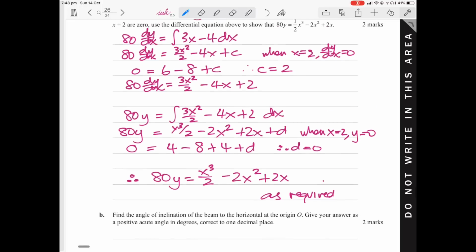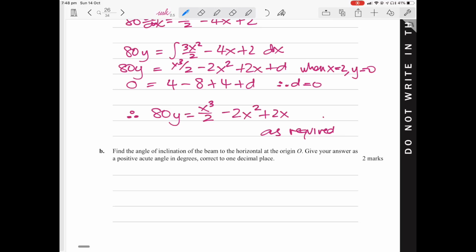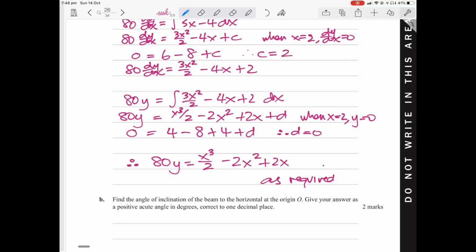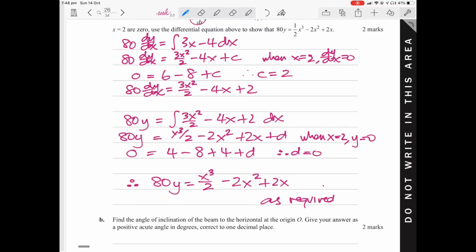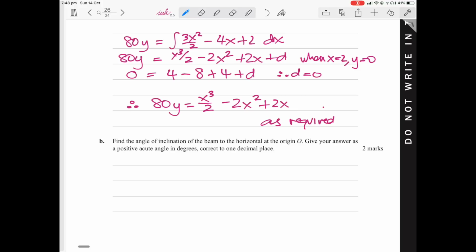How many marks is that? 2 marks, what a pain. Okay, find the angle of inclination of the beam to the horizontal at the origin. Give your answer correct as a positive acute angle in degrees. Okay, so we want dy dx when x equals 0.